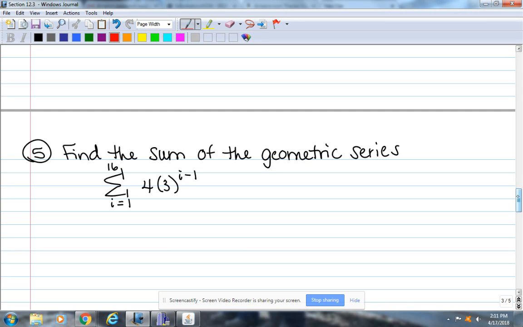Sum in math class means we do what operation? Addition. You're adding. Okay? So remember, this is my starting value, my first n. This is my last n. First n is 1. My last n is 16. This part is my rule.